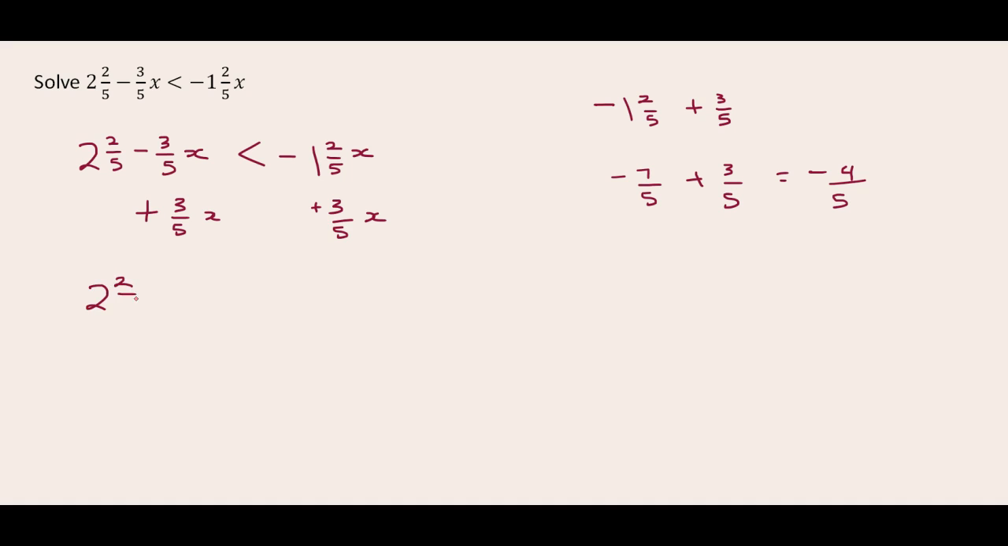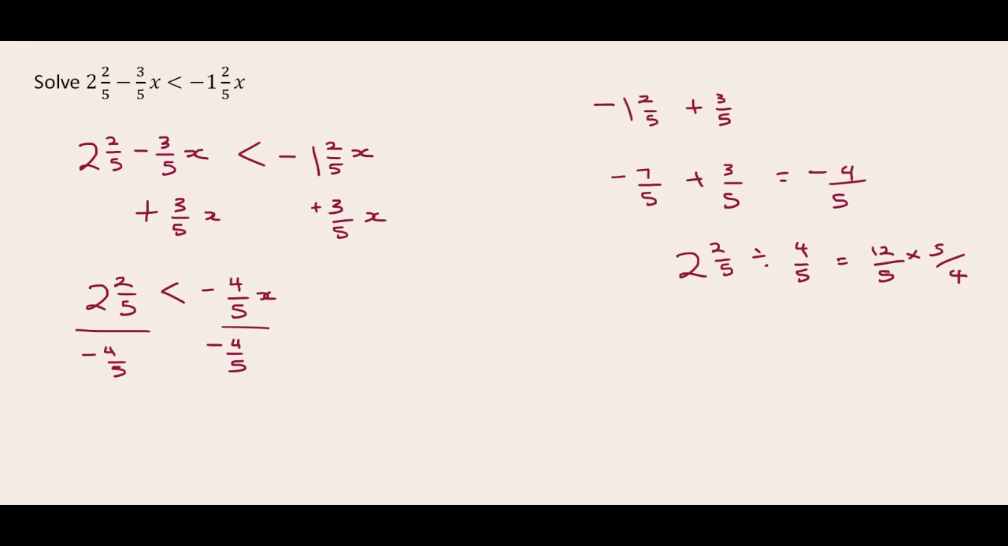So 2/5 is less than -4/5 x. So we can divide both sides by -4/5. So 2/5 divided by 4/5 is 2/5 times 5/4. This crosses out. 4 divided by itself, 1. 12 divided by 4, 3. So this is going to be 3. So this is -3 is, we have x right here. Remember, we divided by a negative number, so it switches.